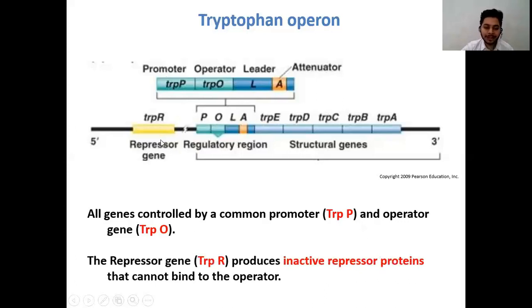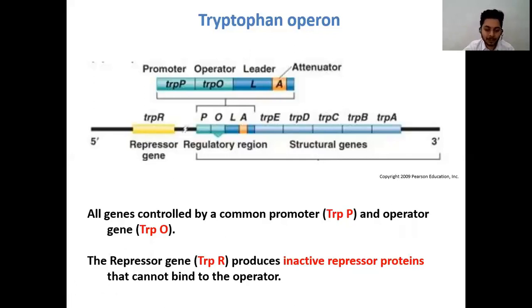And you have the regulatory gene over here, which is represented as the tryptophan R. Just like you had the LAC-I gene as the regulatory gene in the lactose operon, here you have the tryptophan R, TRPR, which is the regulatory gene. This regulatory gene again plays an important role in producing the same repressor proteins.